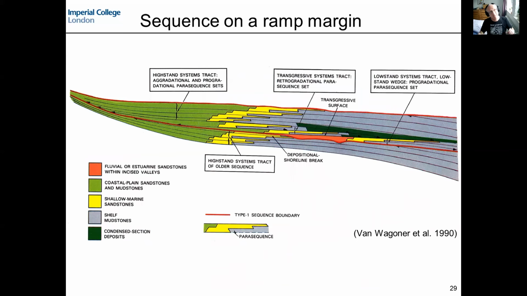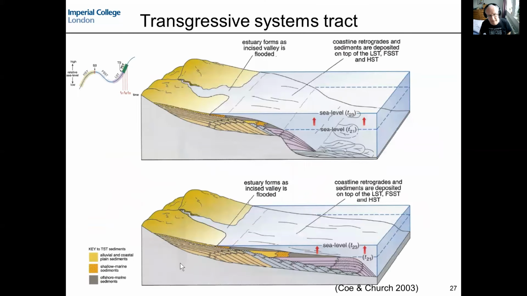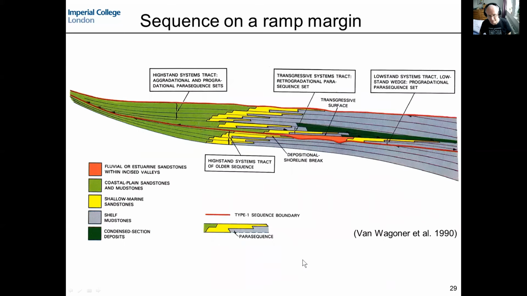This is a similar model, but for that ramp margin, with a similar cross section. So again, going back to these block diagrams, taking this cross section in here, coloring it slightly differently. Green is coastal plain, yellow is shallow marine, grey is offshore mudstones, and red in here are valley fills. The Highstand systems tract is characterized by aggradation and progradation, this vertical to basinward change in the shoreline position.